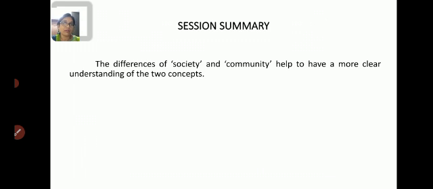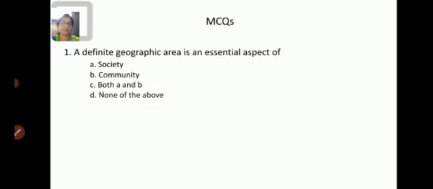Let us have a look at the session summary. The differences between society and community, which have been mentioned in the earlier slides, help us to have a more clear understanding of the two concepts. Let us have a look at some of the multiple choice questions. The first one is, a definite geographical area is an essential aspect of A, society, B, community, C, both A and B, and D, none of the above. The right answer is B, community.